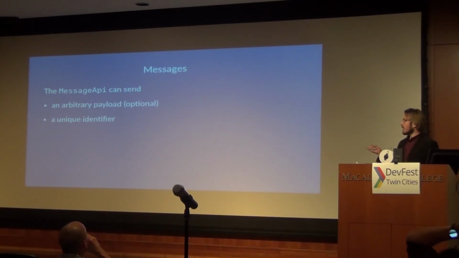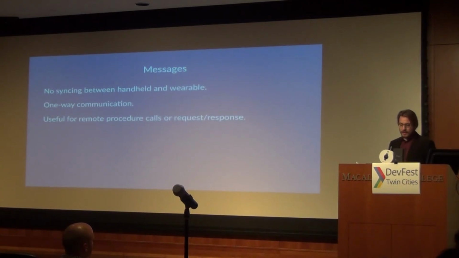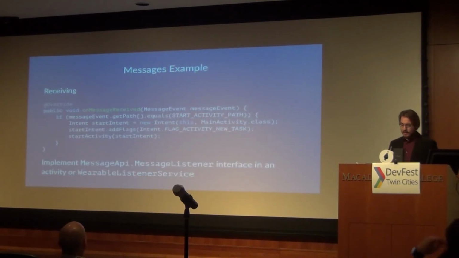The Wear SDK also has a Messages API, and this is more for remote procedure calls or call and response messaging types. It doesn't do any syncing. It's just one-way communication. And it's, again, a very, very simple API, just one method call there. And to receive, you just override the on message received, and this is either in the wearable listener service, or if you implement that in an activity.